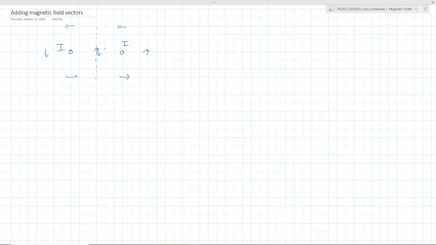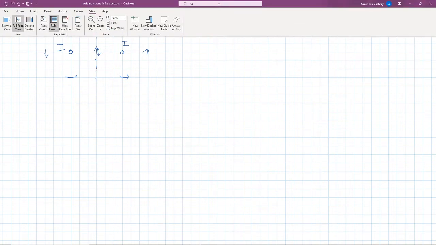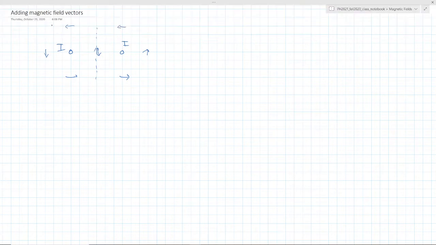The important takeaway is, you know what I should do? Let me put these in different colors so we can distinguish between them. So we'll have the one on the left in blue and the one on the right in red. The thing I wanted to draw your attention to is, although the currents are going in the same direction and the magnetic field lines have the same orientation, they would be going counterclockwise around the wire.